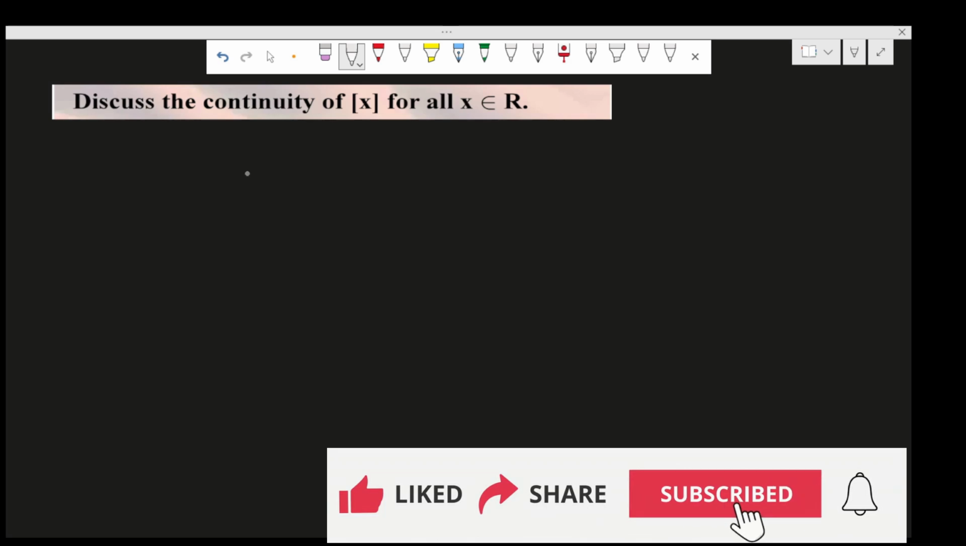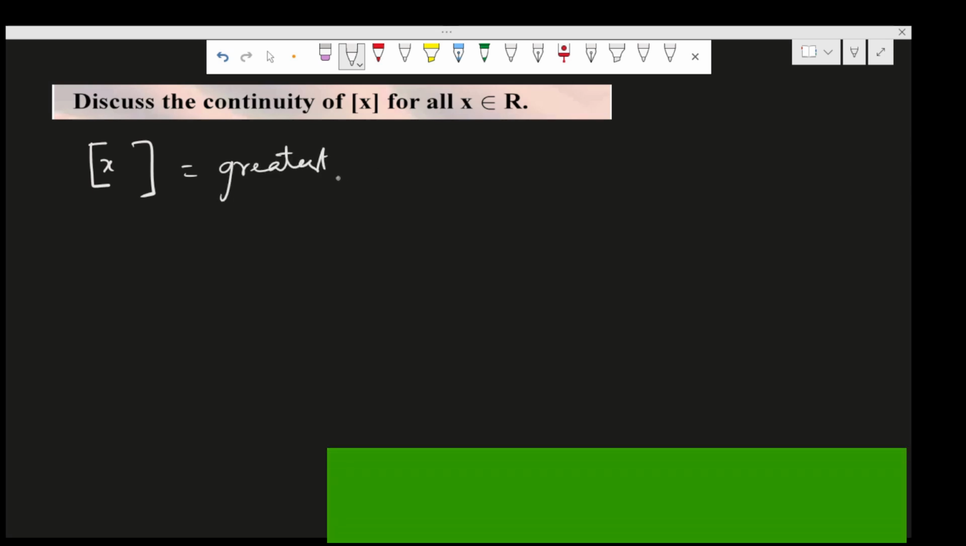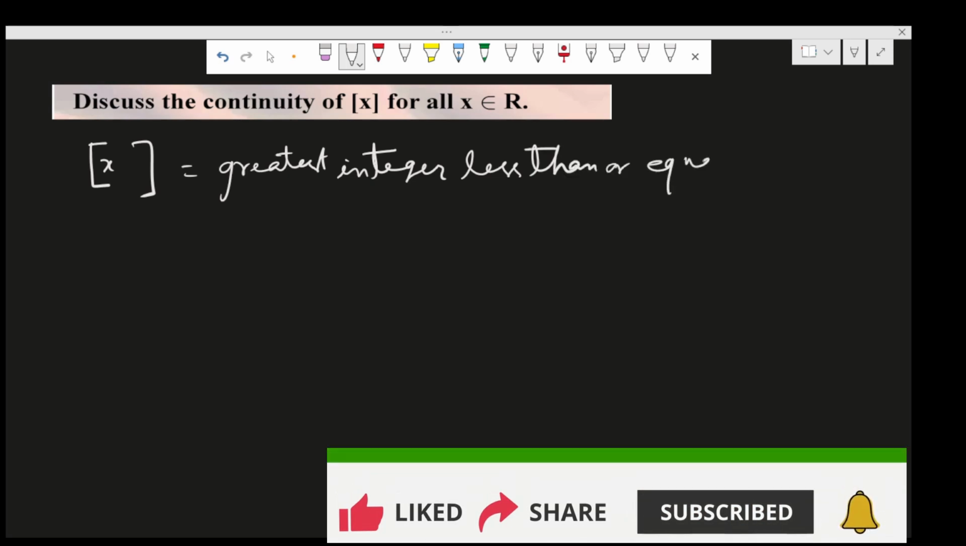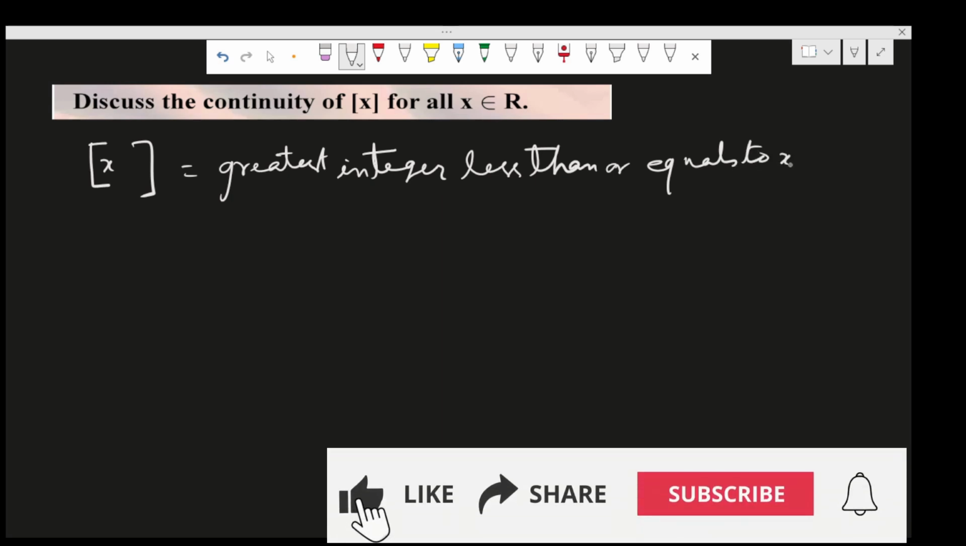Question is, discuss the continuity of box x or greatest integer function for all x belongs to set of real numbers. To discuss the continuity of this function, first define the definition of box x or greatest integer function. This is box x or greatest integer function is equal to greatest integer less than or equals to x.